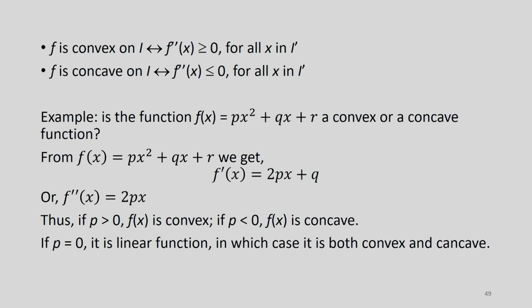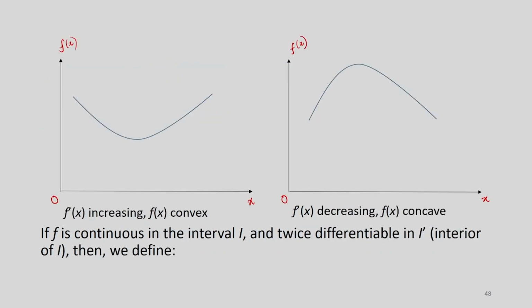So, this is the second derivative. That second derivative is important to understand if the function is convex or concave. If the second derivative is positive, that is the first case, then the function is convex, and if the second derivative is negative, then the function is concave. And here is the diagrammatic exposition of that.